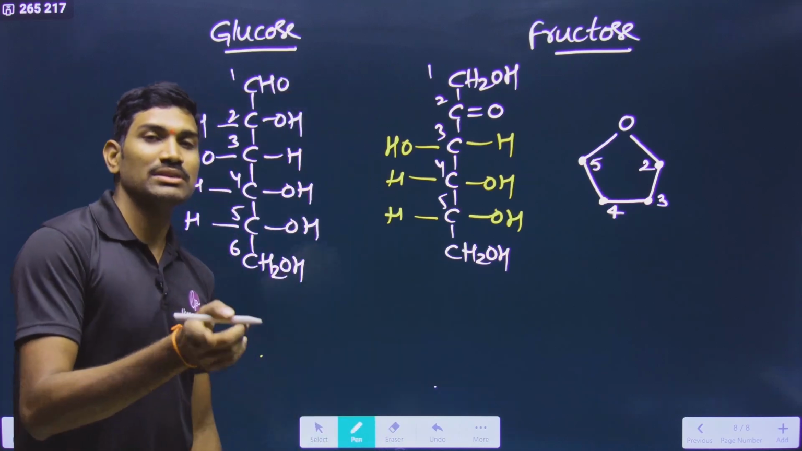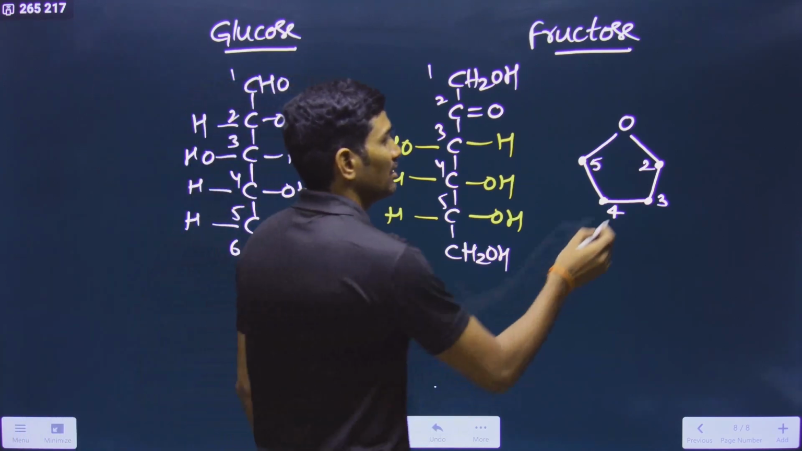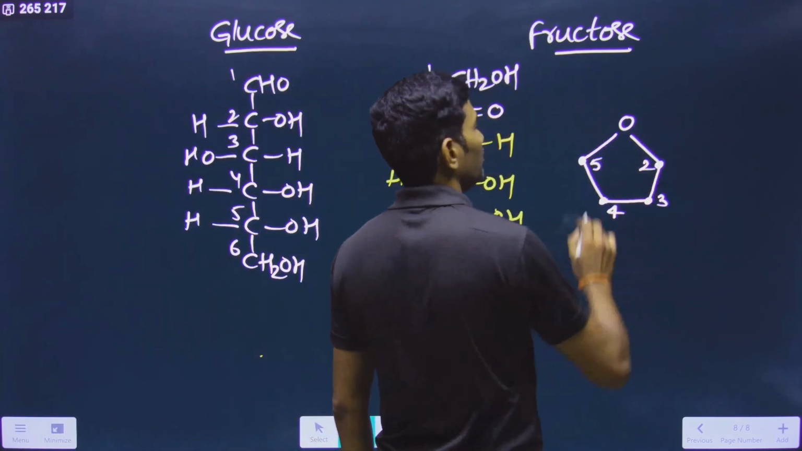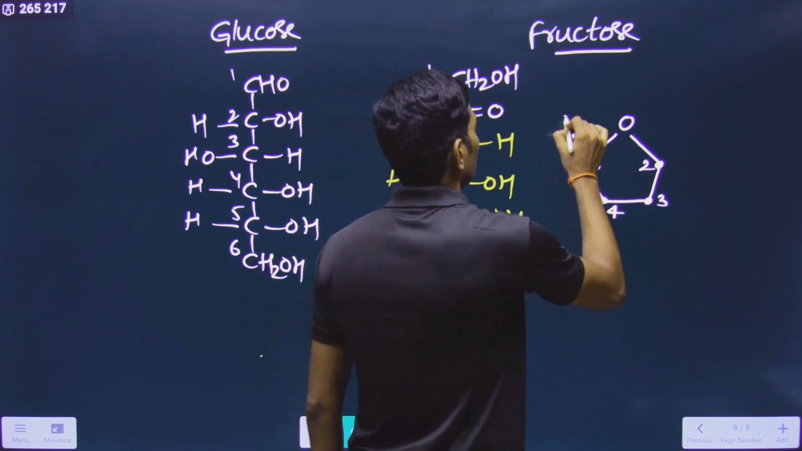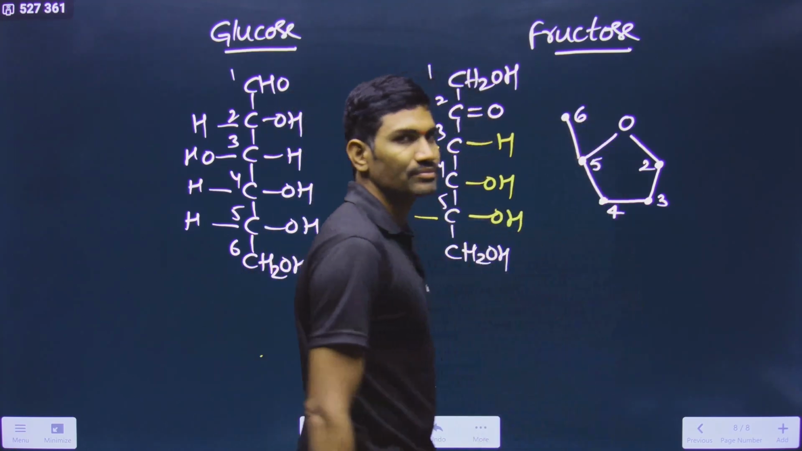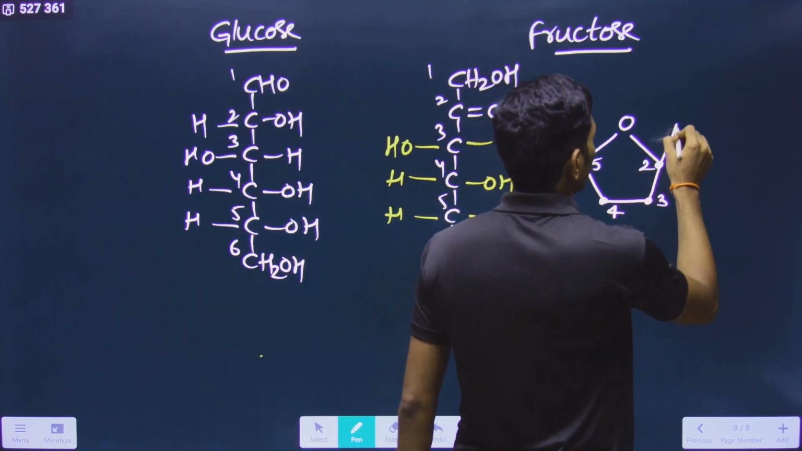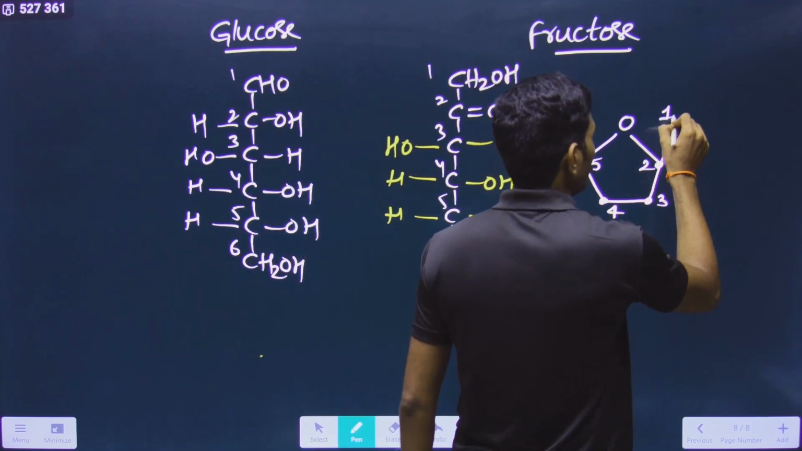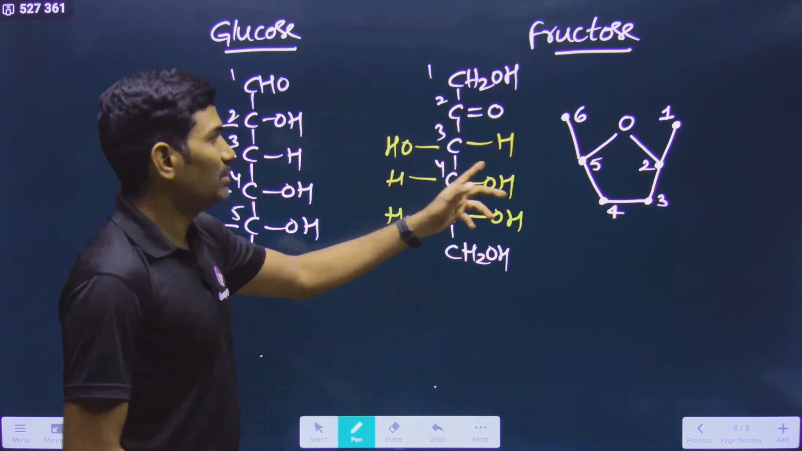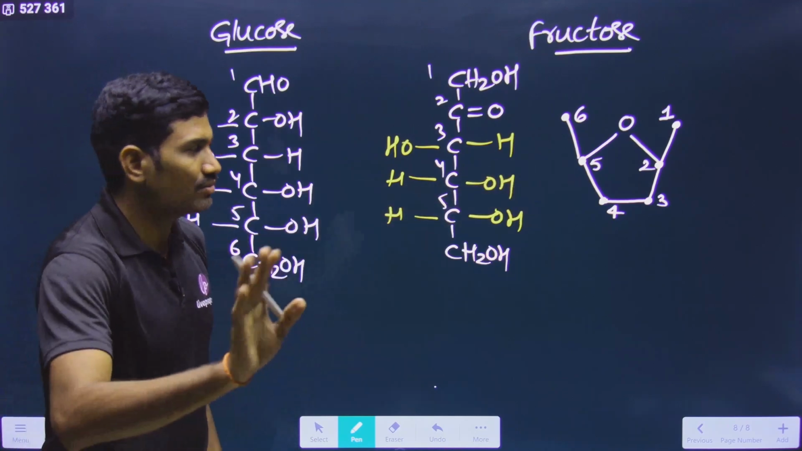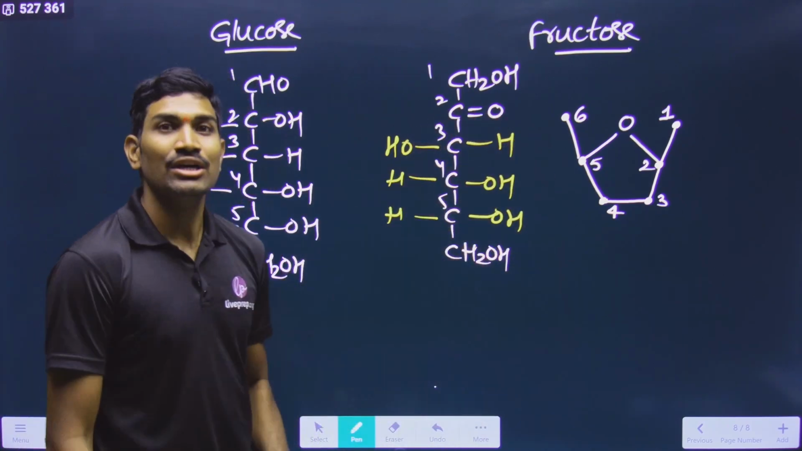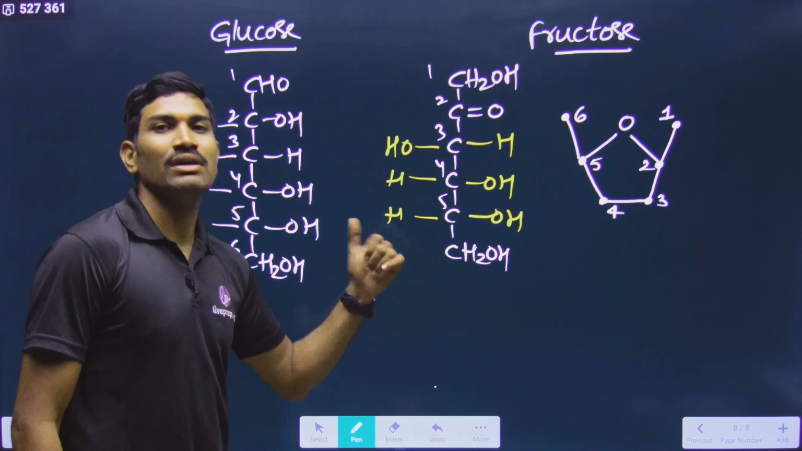Then you will represent 1 and 3, 1 and 6. Carbon 1 will be projected, and 6 will be projected here. This is the sixth one. Now, how will you write position 1? As of now I am writing 1 here, but based on the alpha and beta forms I will change the position of 1. Don't worry about this. This is how we are using the furan ring for the structure of fructose.